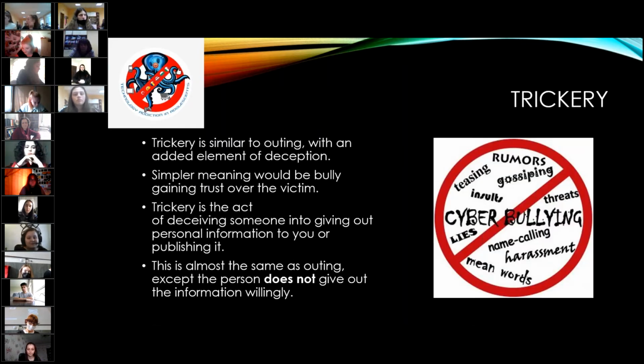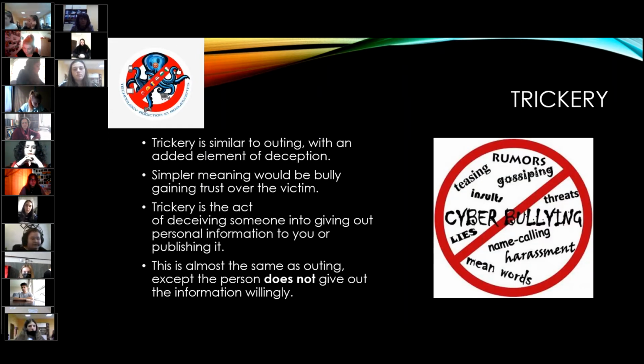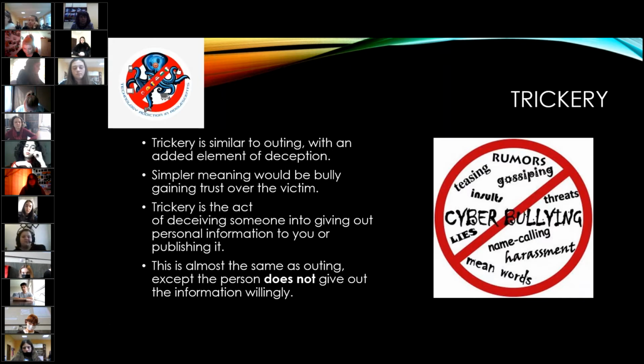Okay, trickery. Trickery is similar to outing with an added element of deception. Simpler meaning would be the bully gaining trust over the victim. Trickery is the act of deceiving someone into giving out personal information to you and or publishing it. This is almost the same as outing, except the person does not give out the personal information willingly.